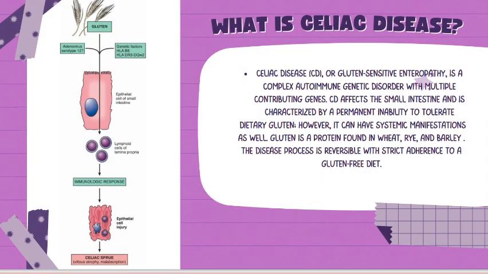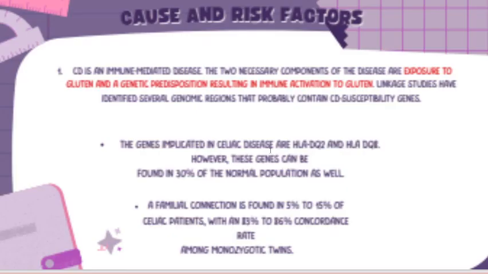So, what is celiac disease? Celiac disease or CD, or gluten-sensitive enteropathy, is a complex autoimmune genetic disorder with multiple contributing genes. CD affects the small intestines and is characterized by a permanent inability to tolerate dietary gluten. However, it can have systemic manifestations as well. Gluten is a protein found in wheat, rye, and barley. The disease process is reversible with strict adherence to a gluten-free diet.